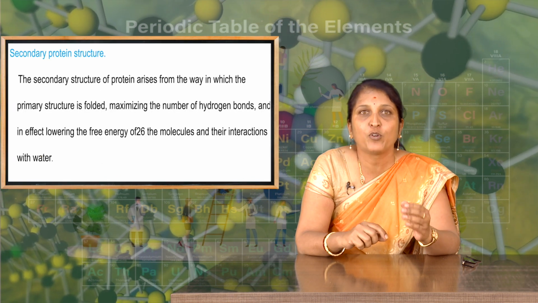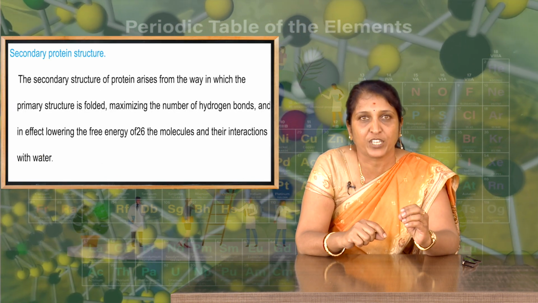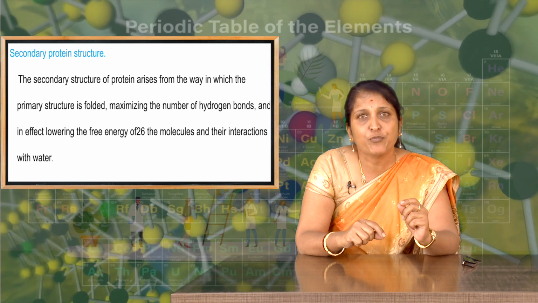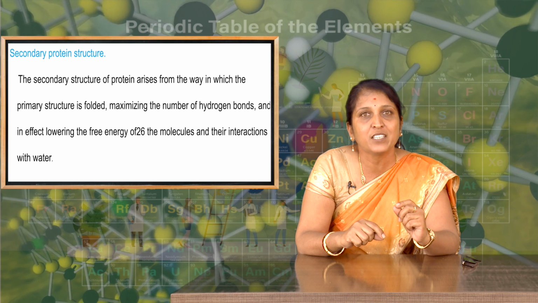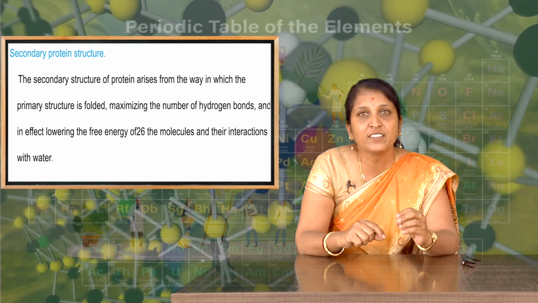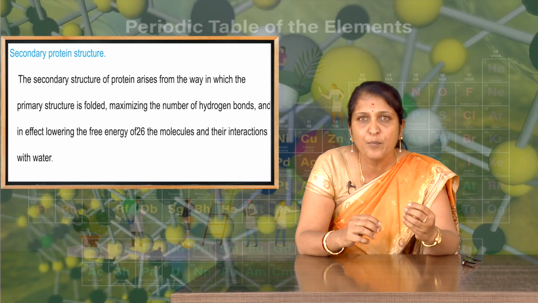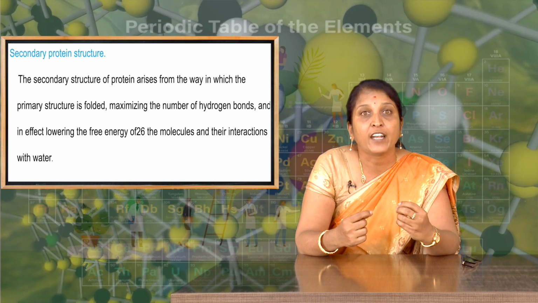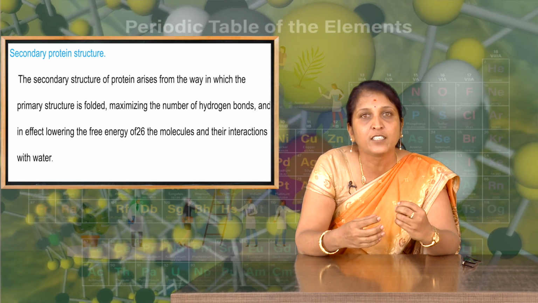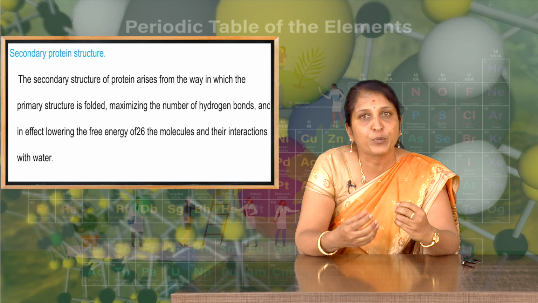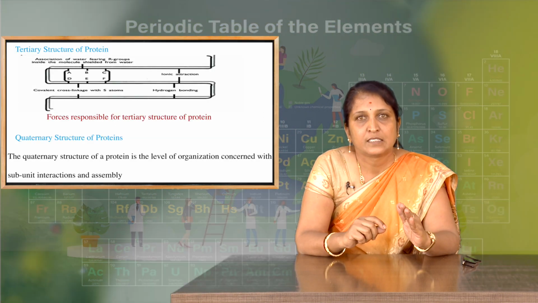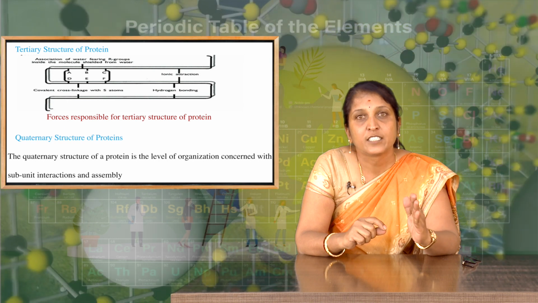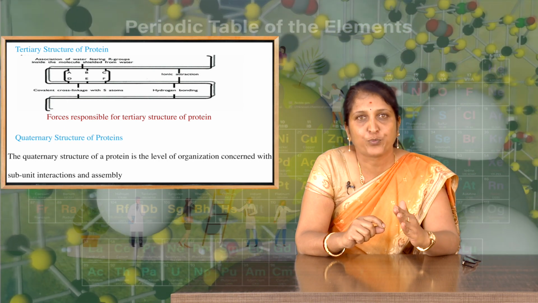Next, we move to know about secondary structure of protein. The secondary structure of protein arises from the way in which the primary structure is folded, maximizing the number of hydrogen bonds and in effect lowering the free energy of the molecule and its interaction with water. Next, this is the tertiary structure of protein.